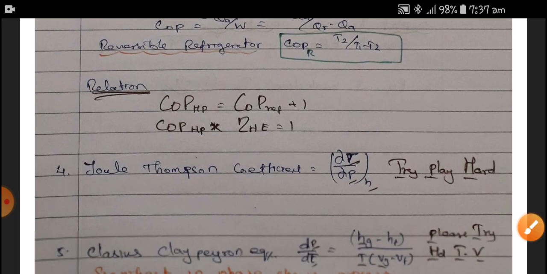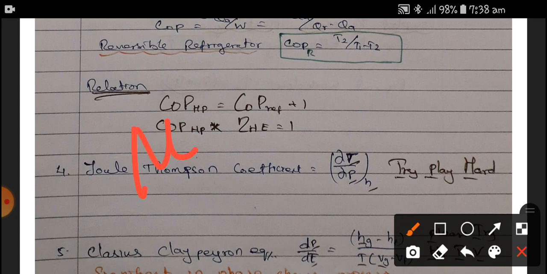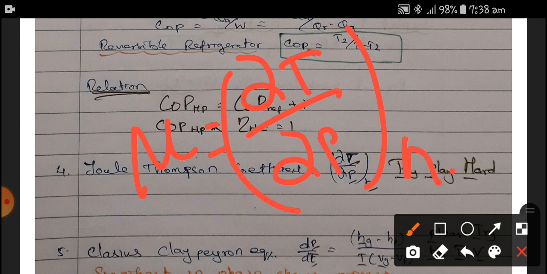Next is the Joule-Thomson coefficient. The Joule-Thomson coefficient, that is mu, is equal to dou T by dou P at constant enthalpy. So this we have to remember by "try play hard". Like that you can remember this formula.